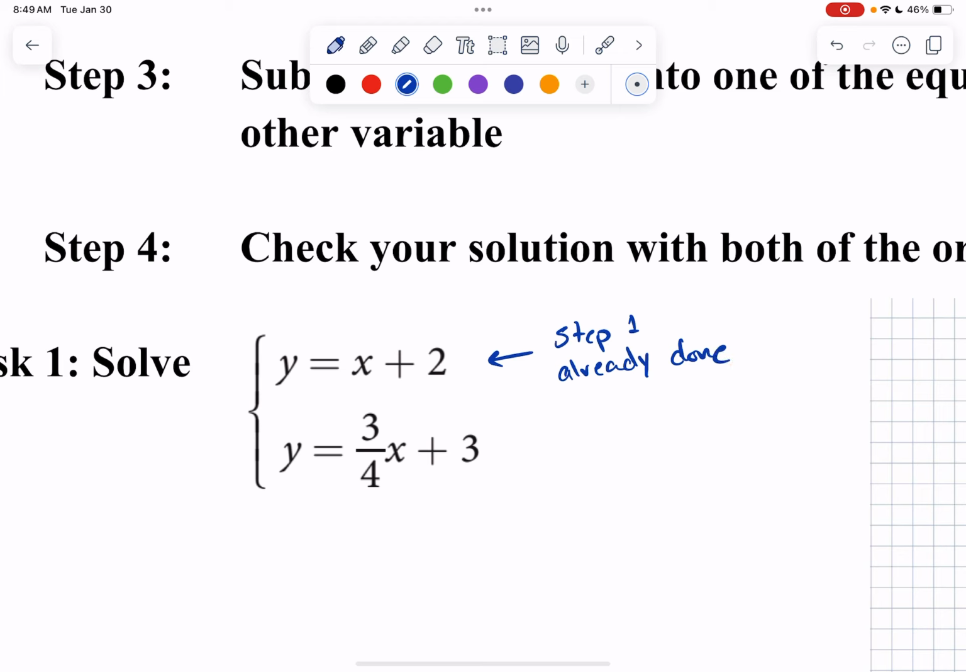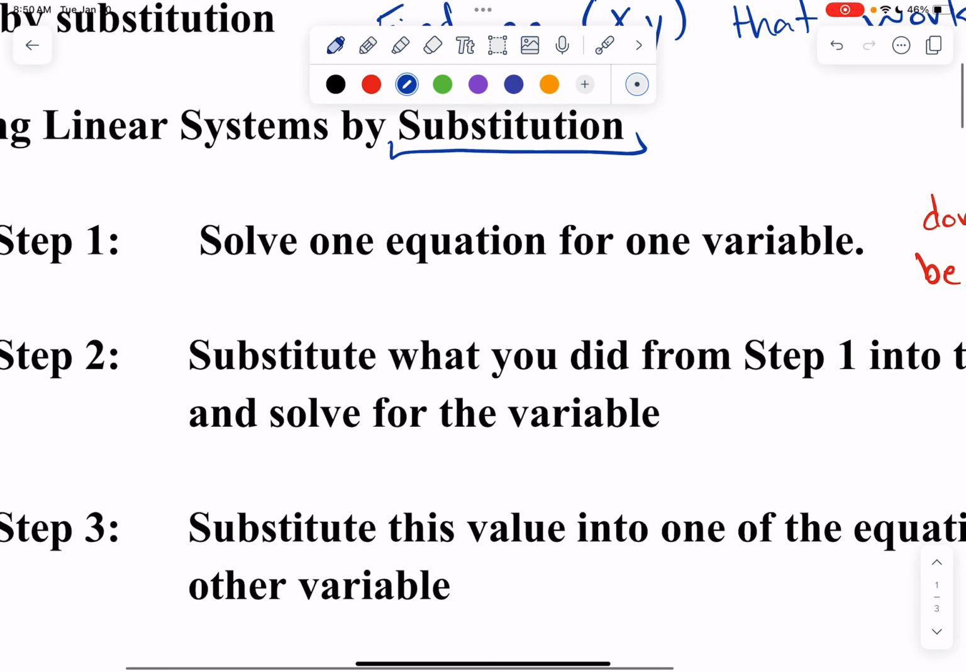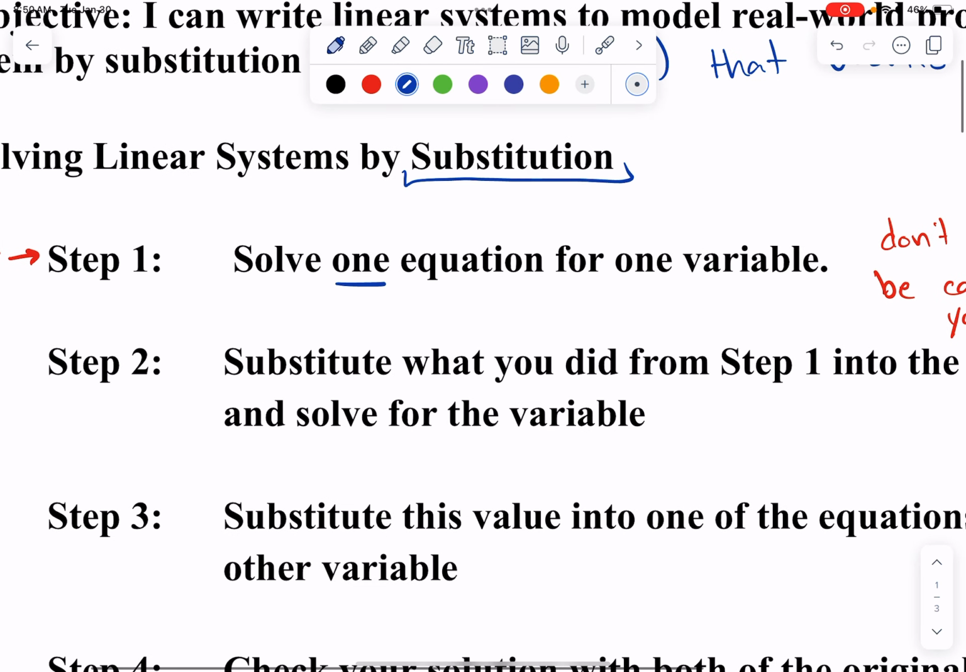Since this equation is solved for y. Okay, you can solve for y, you can solve for x. You just need to solve one of the equations for one variable. It could be x or y. And again, it could be either equation. It just depends, some of them are easier to solve than others.